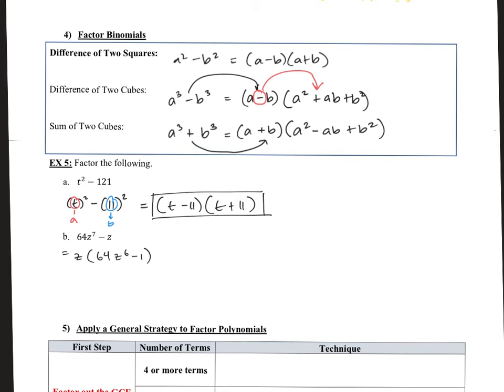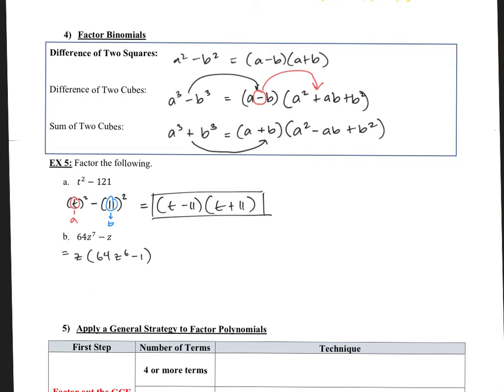So let's see, it's a minus sign, so it's either difference of squares or difference of cubes. Well, the 1, that's a perfect square and a perfect cube, so that doesn't help us much. Let's take a look at these two. 64 is 8 times 8, and z to the 6th power, that's z cubed squared. Okay, so this is the difference of two squares.